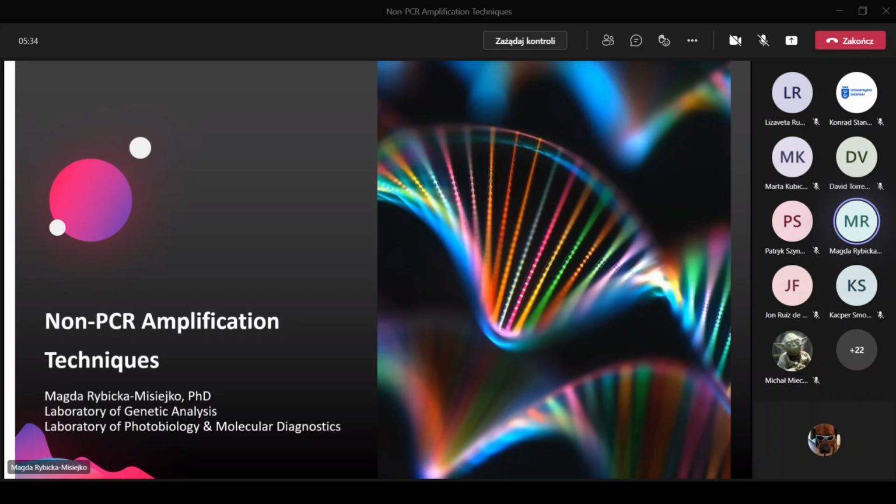Non-PCR amplification techniques. This is our lecture today. Previously, you have heard about PCR reaction, about types of PCR, so you already know that the PCR is still the go-to method in molecular diagnostics. But with the rise of close to patient testing, non-PCR amplification methods that are also called isothermal amplification methods, with their low power and potentially easier detection schemes, look increasingly attractive.